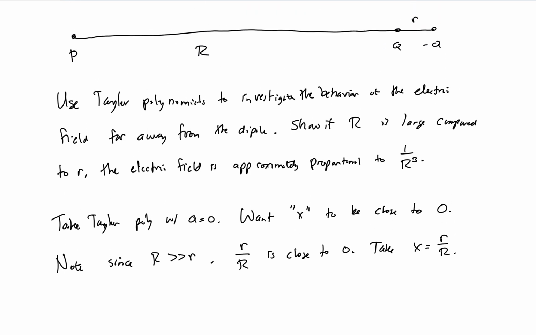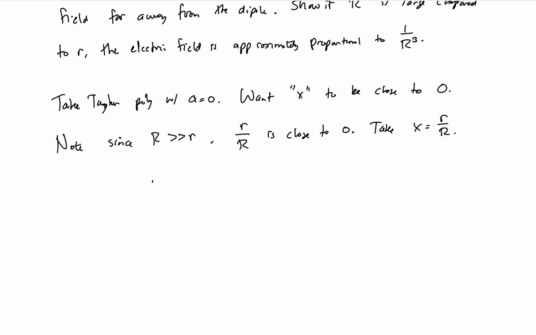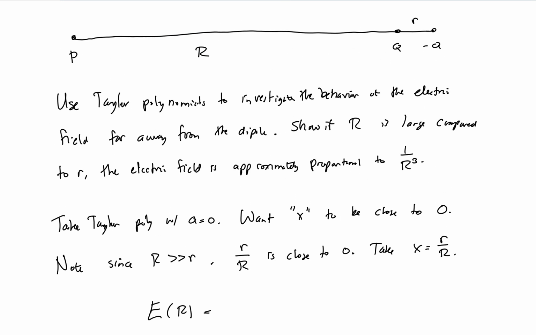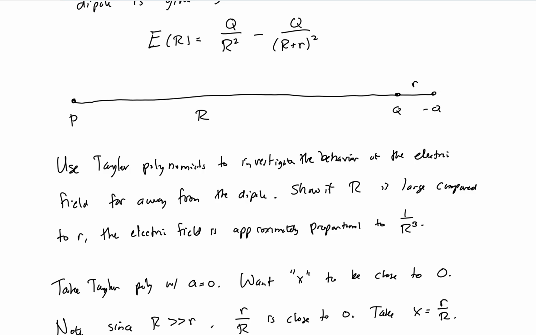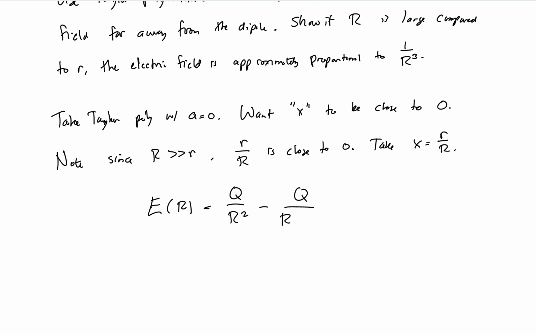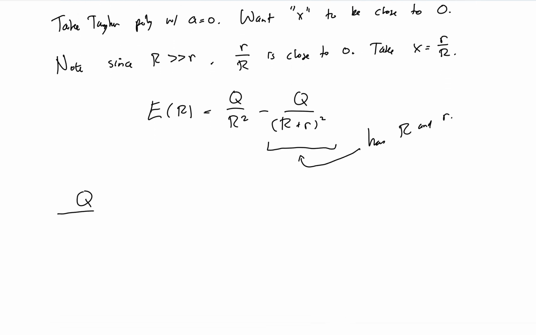So now when we look at the formula here, when we look at the E_R, if we look above, this is Q over R squared, and then we subtract Q over big R plus little r squared. And now notice only this term has big R and little r. And we want to take this and write it in a way that we have an x in there. So let's just focus on this term here for a moment. And notice if I want to write this with an x in there, I can factor out an R, and I'll have 1 plus little r over R, all squared.